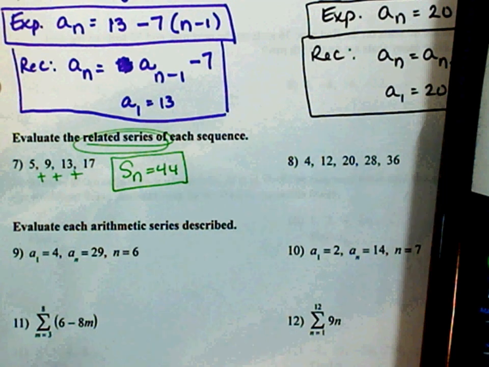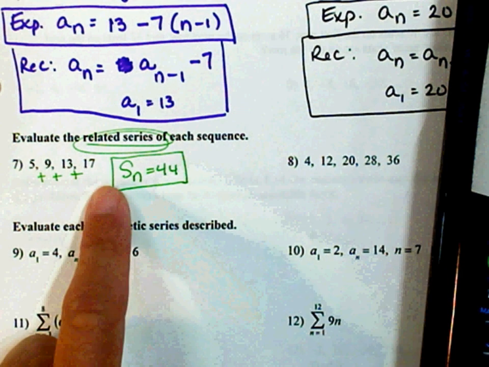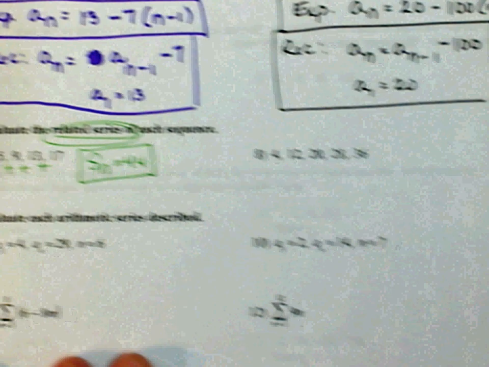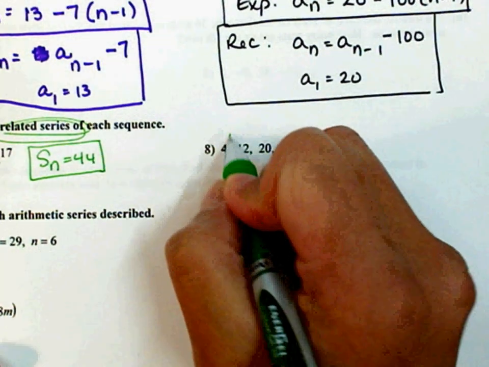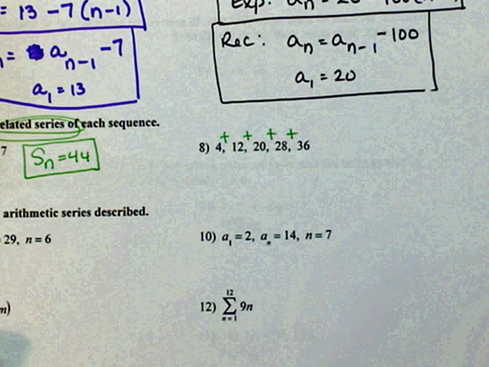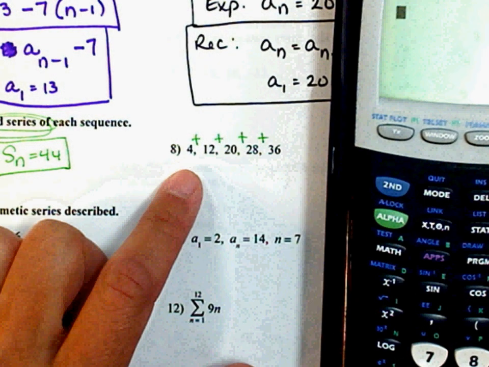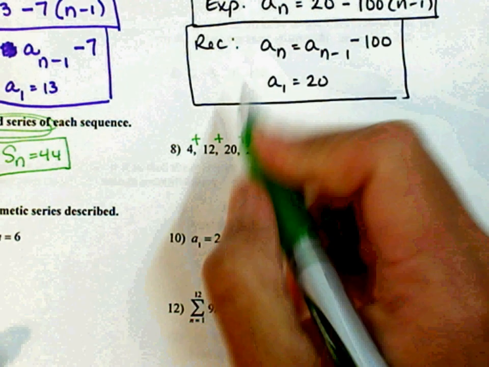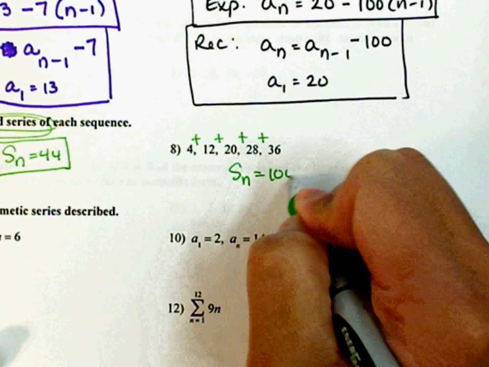So make sure you label. S sub n means it's a series, it's a sum. Okay? All right, number 8, same thing. Add all these guys together, because there's only 5 terms. 4 plus 12 plus 20 plus 28 plus 36. And this one, S sub n equals 100.